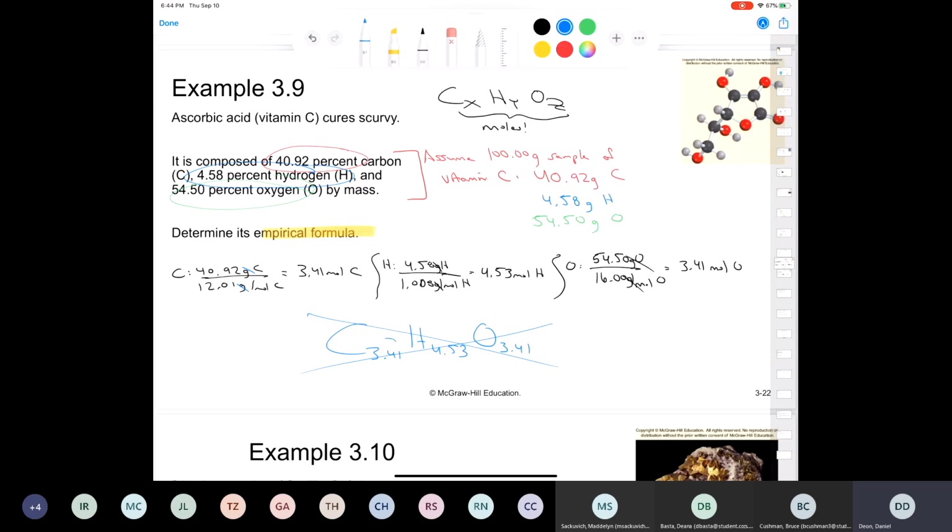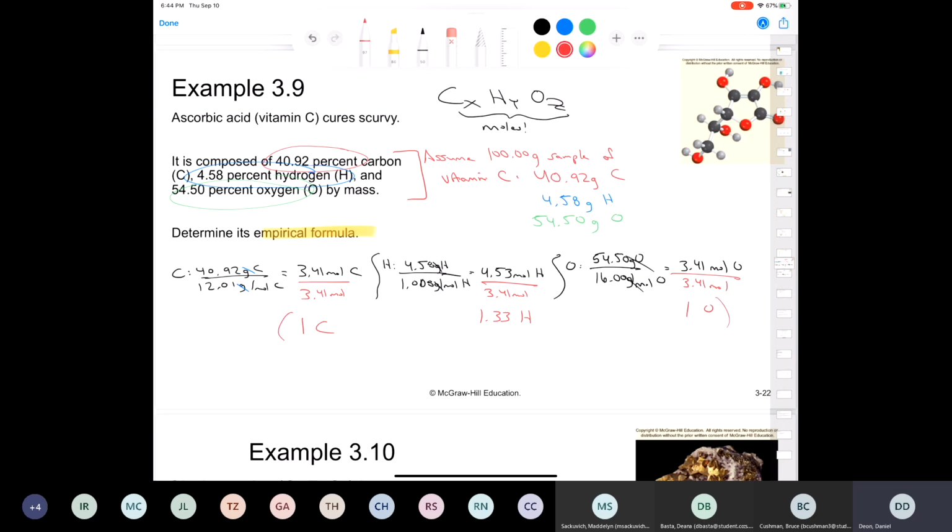So how are we going to figure out whole number ratios for these three numbers that I have shown here? Well, let's do the math. It told us in the last slide that we should divide by the smallest quantity. The smallest quantity happens to be 3.41. If I divide each number by 3.41 moles, what do I get? I'm going to get 1 carbon, 1.33 hydrogen, and 1 oxygen.